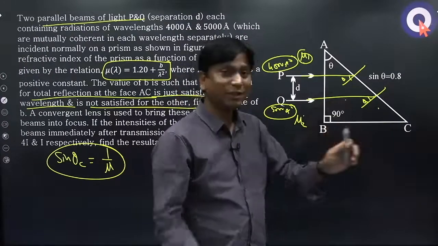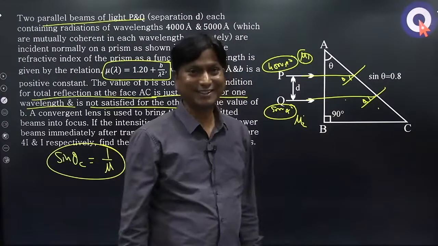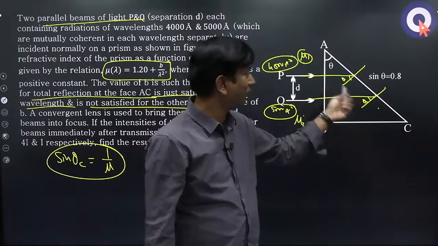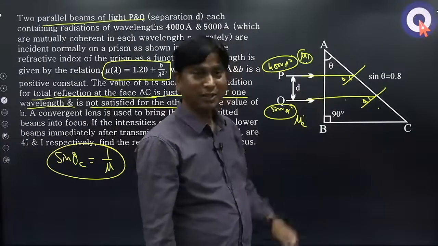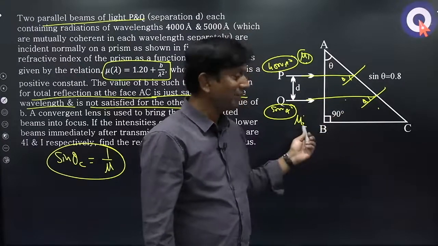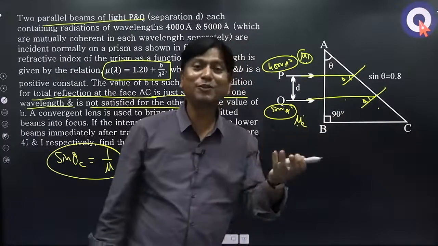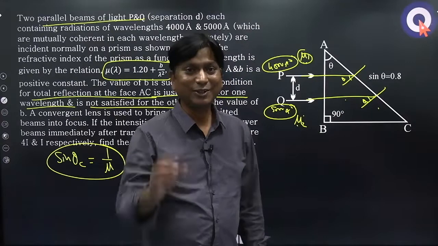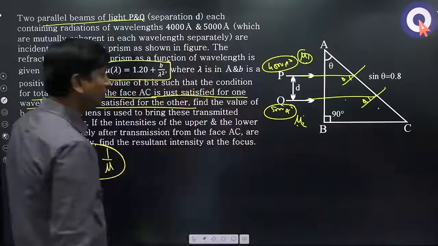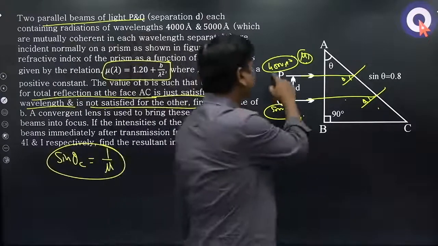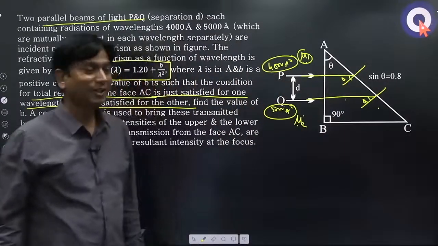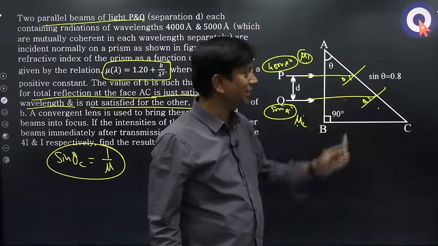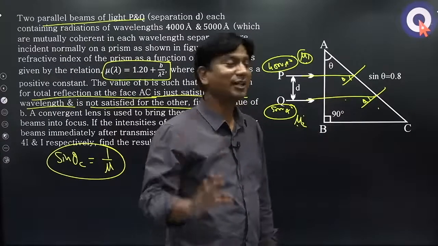And light is incident at 45, for both 45 only, no? 45 is greater than 40, because critical angle for nu 1 is 40. But here 45 is less than 50, because this critical angle is 50 degrees, correct or not? So that is why, whenever they have given that only one is totally internally reflected, compulsorily only 4000 angstroms has total internal reflection. So that means this theta is exactly equal to the critical angle of this.